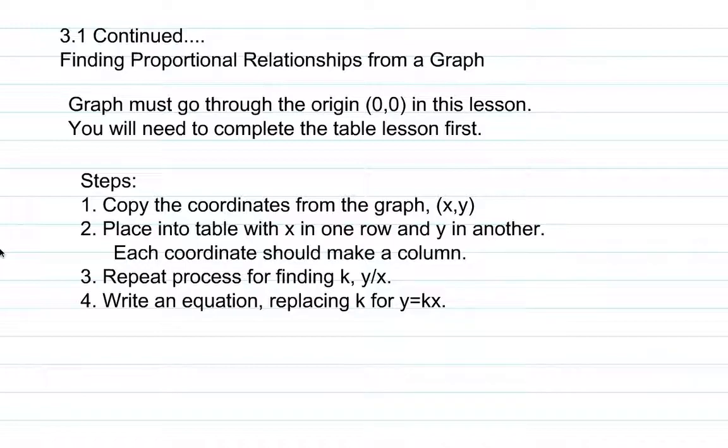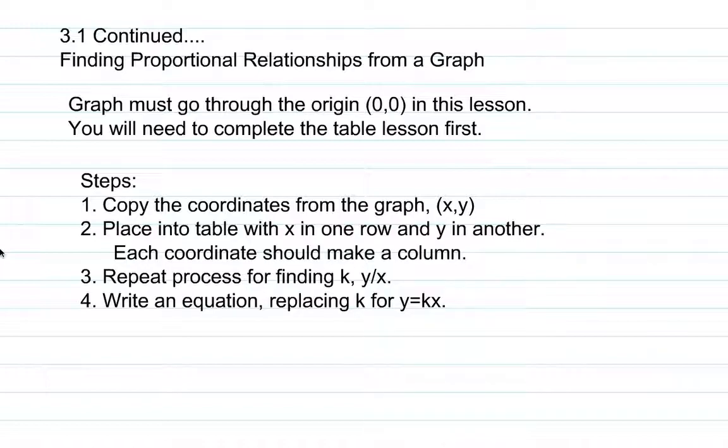So the first thing is you're going to need to copy the coordinates from the graph, and the coordinates go in alphabetical order, so x, then y. X is always the bottom of the graph, so it runs left to right. And then y, I always remember y to the sky because it's the line that goes up and down. So you do x first and then the y.